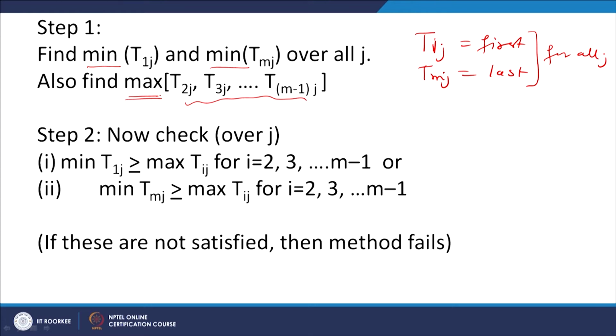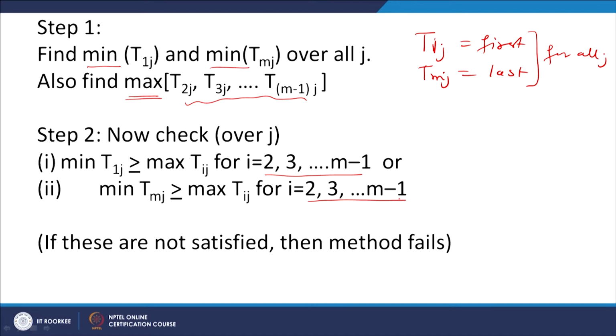Now check over j. First, whether the minimum of T1j is greater than or equal to the maximum of Tij for i equal to 2, 3 up to m minus 1. Again, please note that this is for the intermediate ones. The first one and the last one have to be left out. And the second one is the minimum of Tmj is greater than or equal to the maximum of Tij for i equal to 2, 3 up to m minus 1. Again, this has to be checked for the intermediate ones. The first and the last one have to be left out.